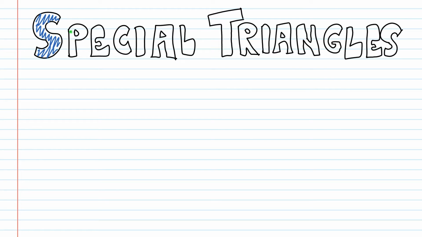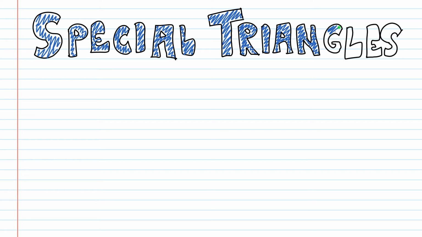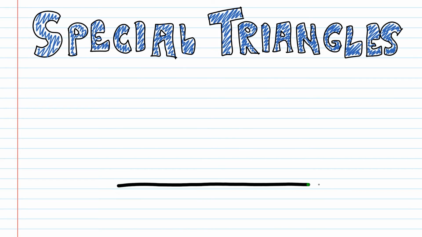Now, on to today's subject, special triangles. I'm going to be covering two popular types of special triangles, the 30-60-90 triangle and the 45-45-90 triangle. First, we're going to talk about the 30-60-90 triangle, and I'll draw one for you here to take a look at.